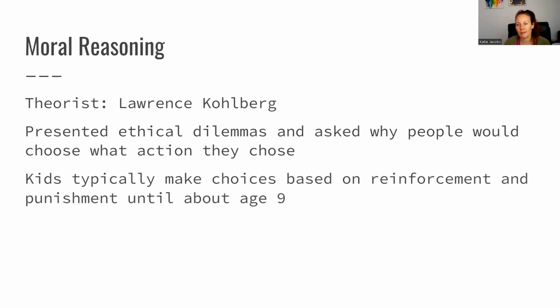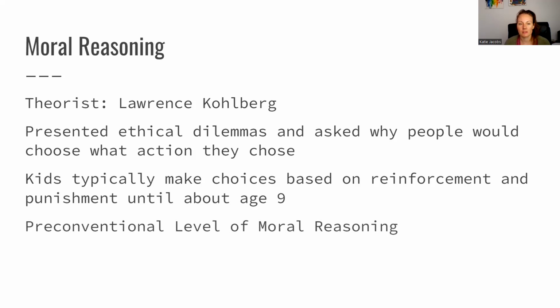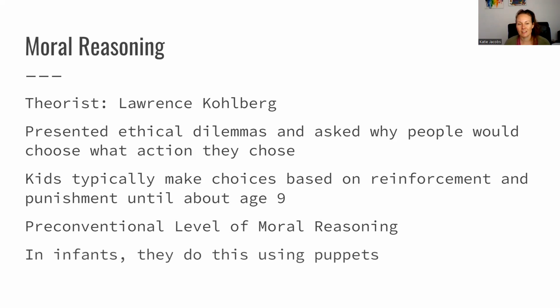Kids typically make choices based on whether they're going to be reinforced or punished until they're about age 9. If we're making our decisions on that, we consider that the pre-conventional level of moral reasoning. There are 2 stages that go along with that. We're not going to go into that in detail right now. We will do that in a later module. In infants, they do studies with puppets to figure out different things with this, and there's plenty of that within your reading for this week.